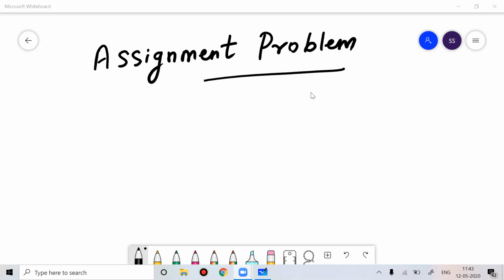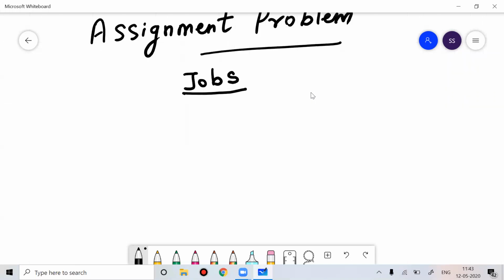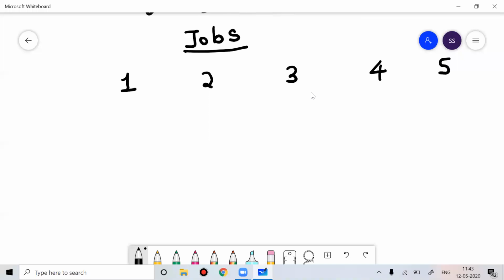jobs. Suppose, for a given scenario, you have 5 jobs, 1, 2, 3, 4, 5. And you have 5 mechanics who can do these 5 jobs: A, B, C, D, and E. These are the names of the mechanics who can do these jobs.